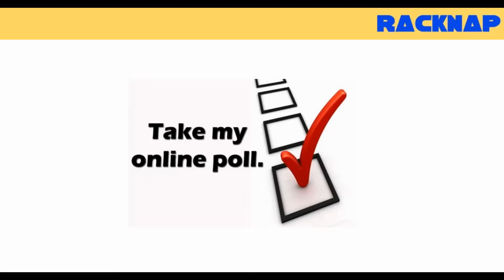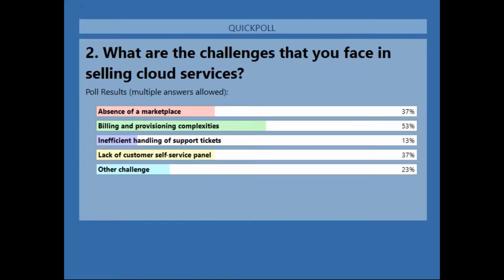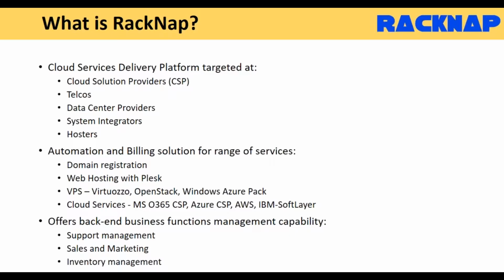Okay, a good proportion of the audience have voted now. So let's look at the results. I think this very much aligns with what we have been hearing all the way, which is primarily to state billing is the key challenge. Then subsequently, there is absence of marketplace and a lack of self-service portal as well. So it's very important to notice that billing is the biggest challenge, and RackNap as an automation platform is able to help you with that, and that's what's going to be the focus of my session from here on.